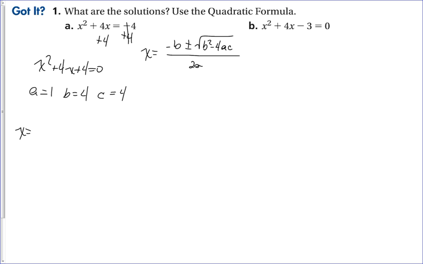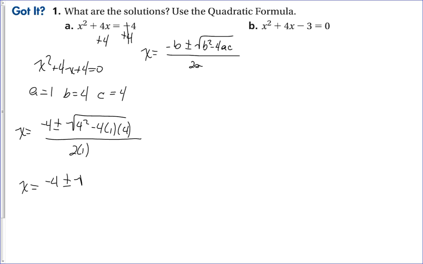So we have x equals negative 4 plus or minus the square root of 4 squared minus 4 times a times c, all divided by 2a. So we have x equals negative 4 plus or minus the square root of 16 minus 16, divided by 2. Well, that cancels. So we have x equals negative 4 over 2, which is simply negative 2. So for this first one, you should have got x equals negative 2.